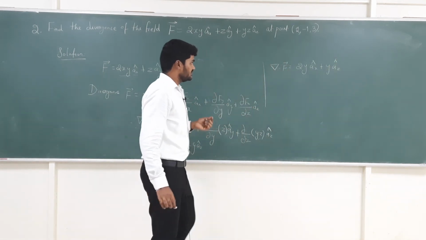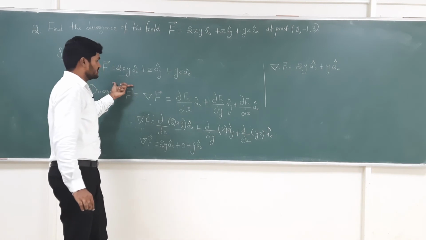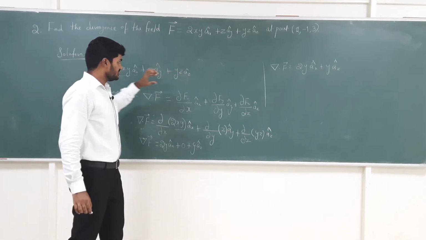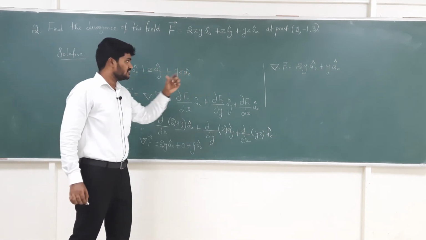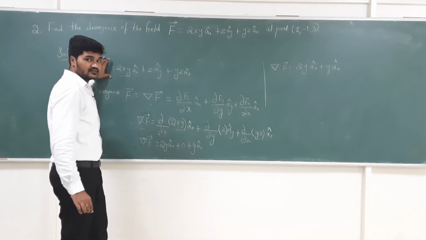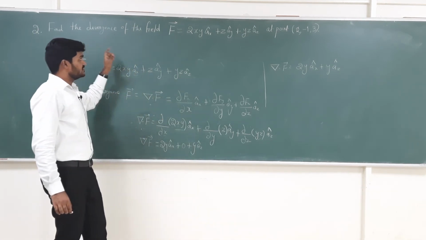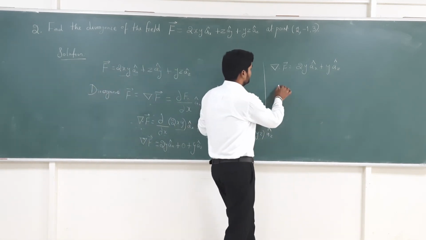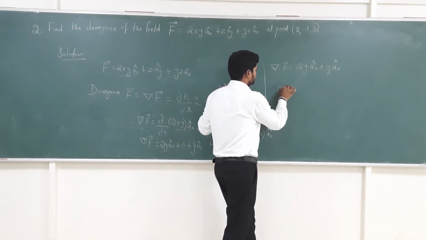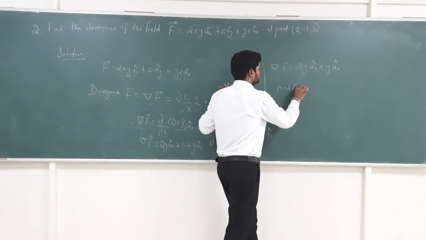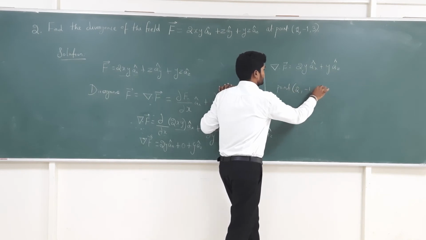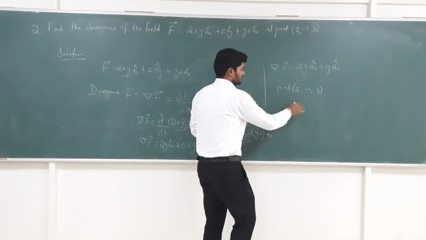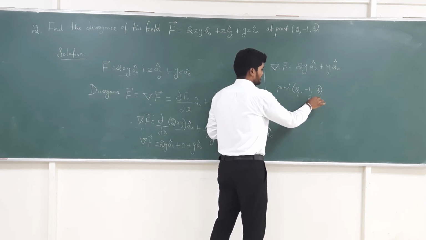Okay, this is the divergence of this field. The value of that function is the divergence of this field, but actually we are going to find the value of divergence at the point. So the point is given: the point is (2, -1, 3). This is the value of x, y, and z.